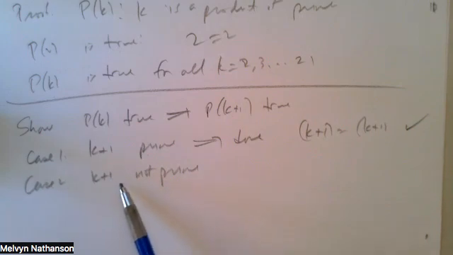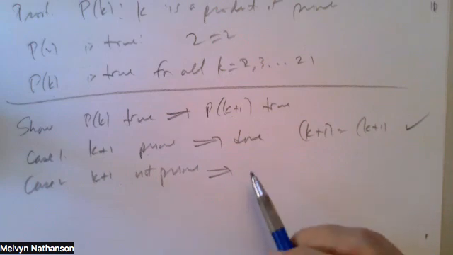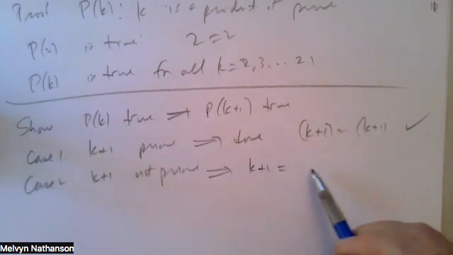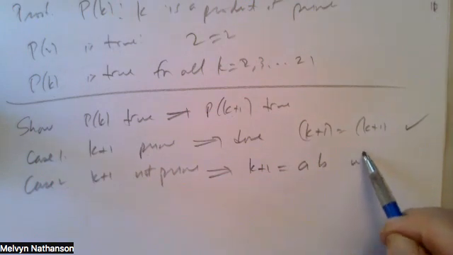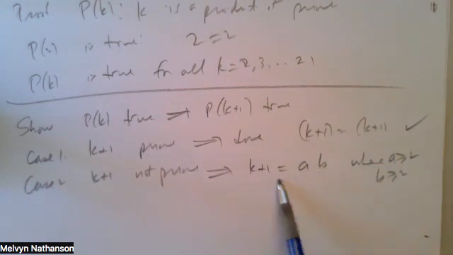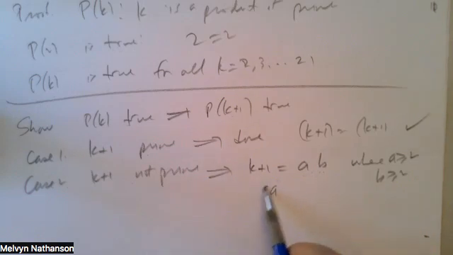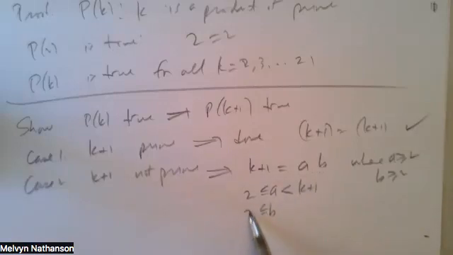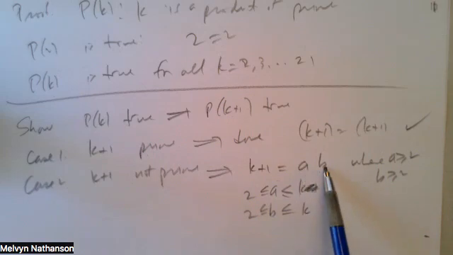So the interesting case is when k plus 1 is not prime. Not prime means it factors. That means k plus 1 can be factored into a times b, where a is at least 2 and b is at least 2. And if the product a times b is k plus 1, in fact, a is at least 2, but it's less than k plus 1, and b is at least 2, and it's also less than k plus 1, or less than or equal to k, right? Because if one of these was k plus 1, the other would have to be 1, but neither of these is 1. So this is a product of two numbers, and they're between 2 and k.